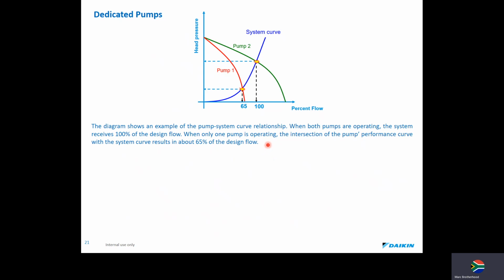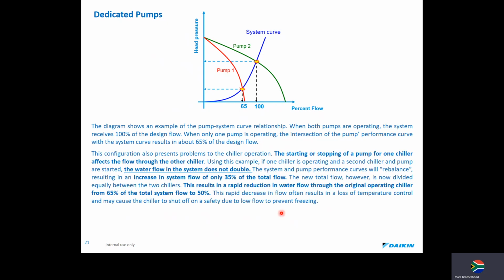When only one pump is operating, the intersection of the pump's performance curve with the system curve results in about 65% now. Don't just automatically presume it's going to be 50%, okay? So technically I run one pump, I'm only going to get 65% of the design flow. This configuration also presents problems to the chiller operation. The starting or stopping of a pump for one chiller affects the flow through the other chiller.